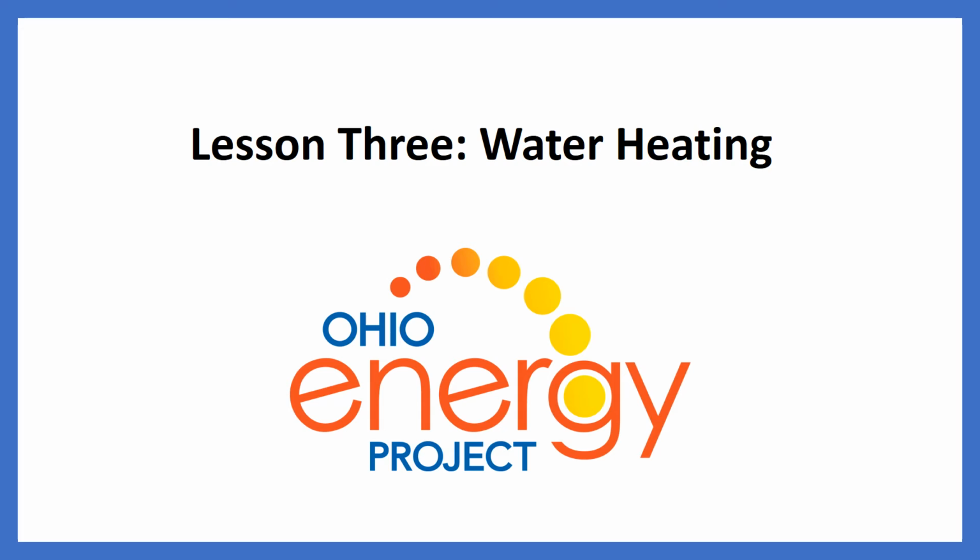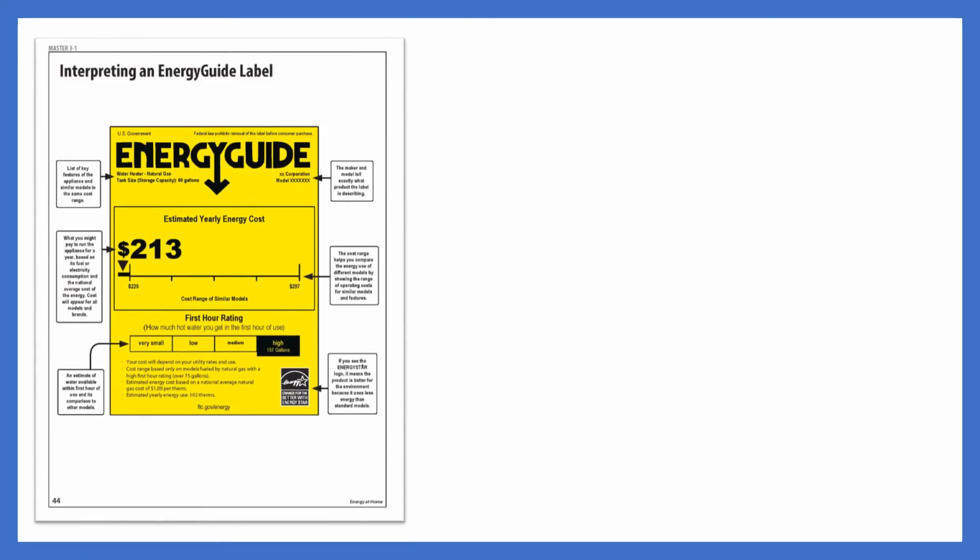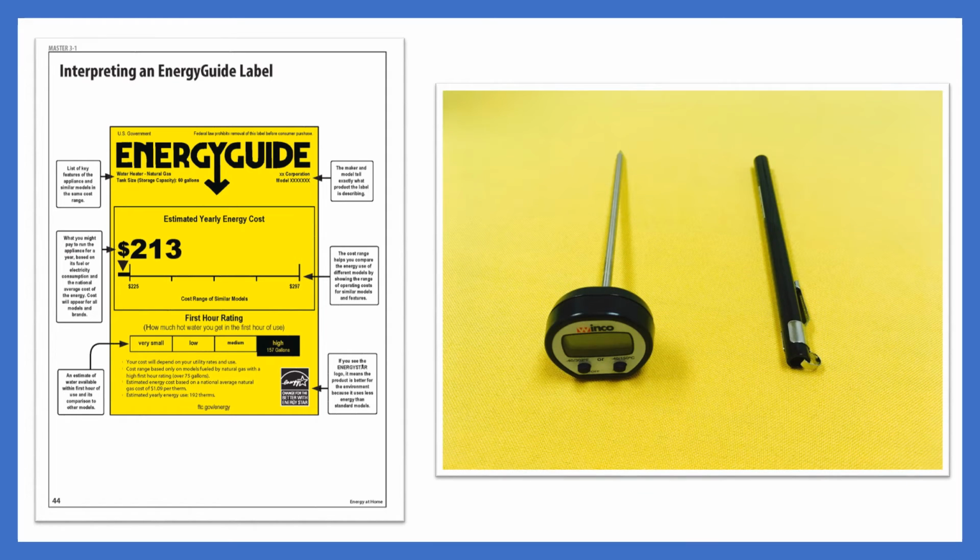Lesson 3. Water heating. This lesson now includes an updated energy guide label. You can also use the 6 digital thermometers included in your returning teacher materials with this lab. These digital thermometers can be used to record water temperature and compare results to the hot water gauge measurements.